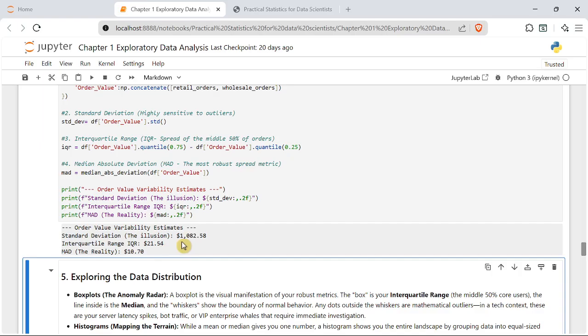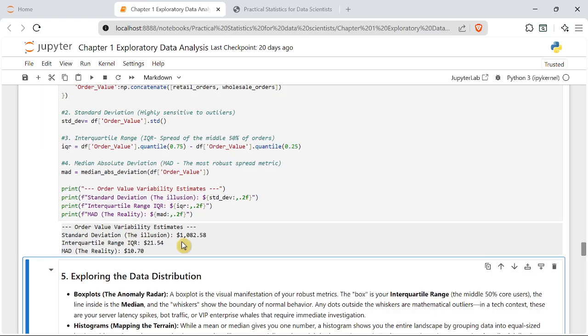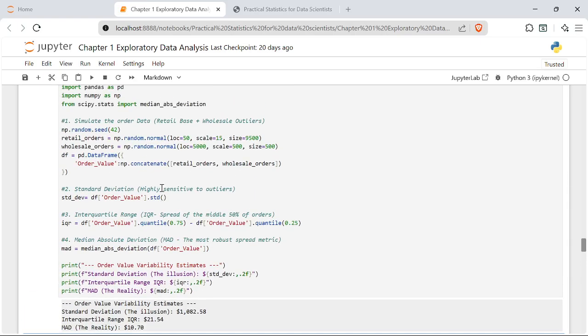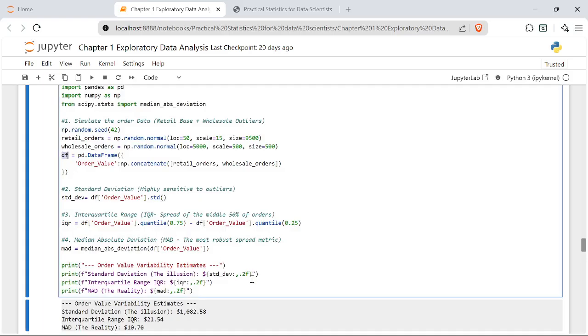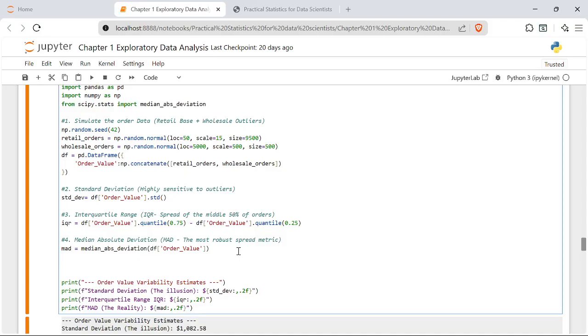The extreme volatility isn't coming from our core user base. It is isolated entirely to the dozen of B2B wholesale buyers making massive infrequent purchases. Our everyday customer is actually incredibly predictable. Moving forward, we should forecast our main warehouse inventory based on these robust metrics, not the standard deviation, saving us a massive amount of capital in unnecessary buffer stock. I will show you the data frame as well. df.head(5).